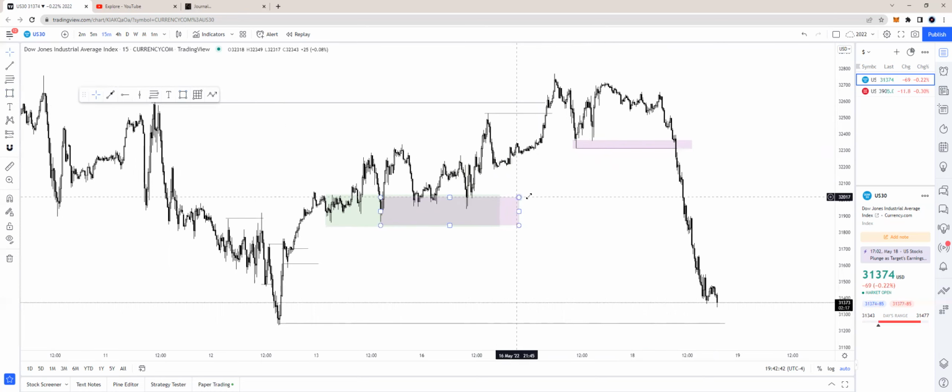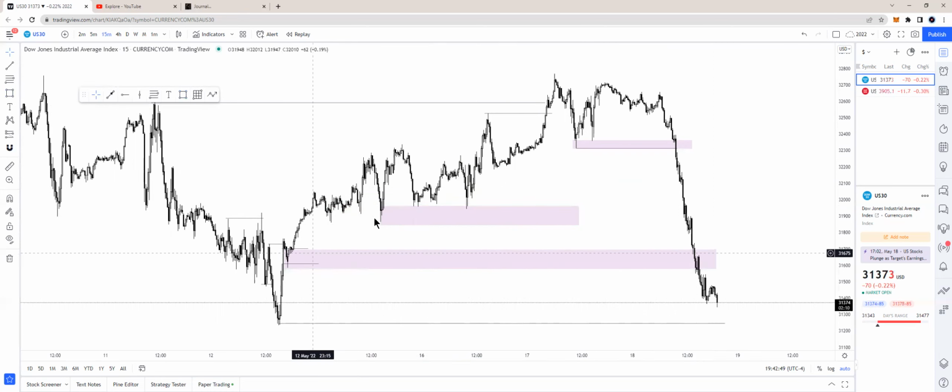You're not telling yourself, this is support right here. This is not support. This is liquidity. Again, it's going to be liquidity.